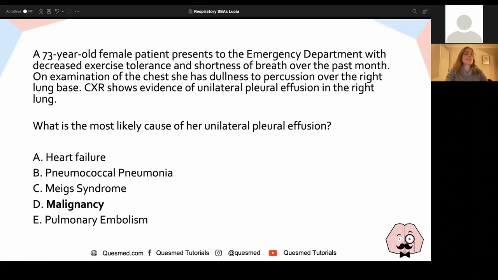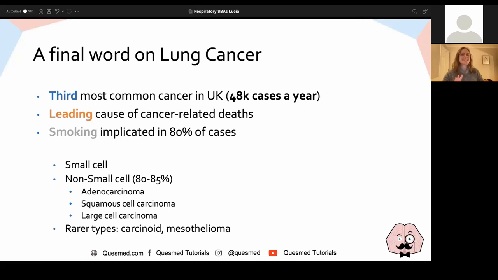So just a very final word on lung cancer. Lung cancer is the third most common cancer in the UK, but the leading cause of cancer-related deaths. And smoking is implicated in 80% of cases. Even though there's types of lung cancer that are more common in non-smokers, smoking is still the very major risk factor.